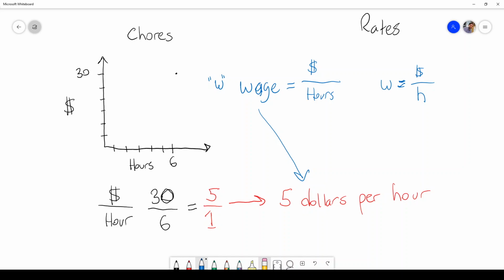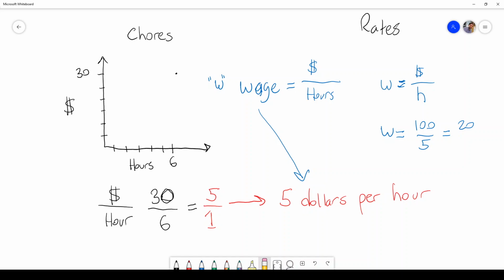So if I said you're going to make $100 in 5 hours of work, what's your wage? Well, my wage would be $100 for 5 hours of work. What's the ratio? $20 per 1 hour of work. It's just 100 divided by 5, or just 20. $20 an hour. So I want you to think of things in terms of a rate and how to make an equation.